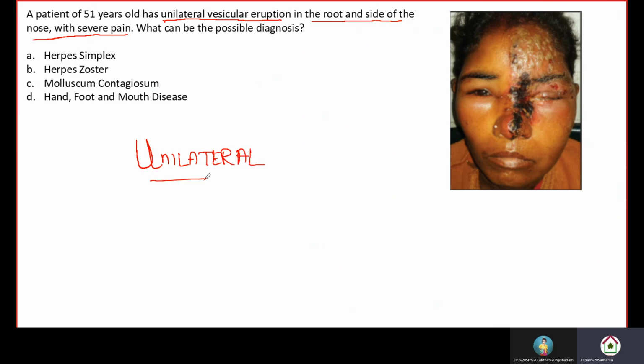So which virus involves the skin according to the dermatome or neural distribution? Why unilateral only? If it didn't go according to the dermatome, then it would be generalized. But in the picture you see it has not gone to the right side, only the left side. Very strictly, the left side of the patient is affected, even the eyes. So anyway, we will go to the answer.